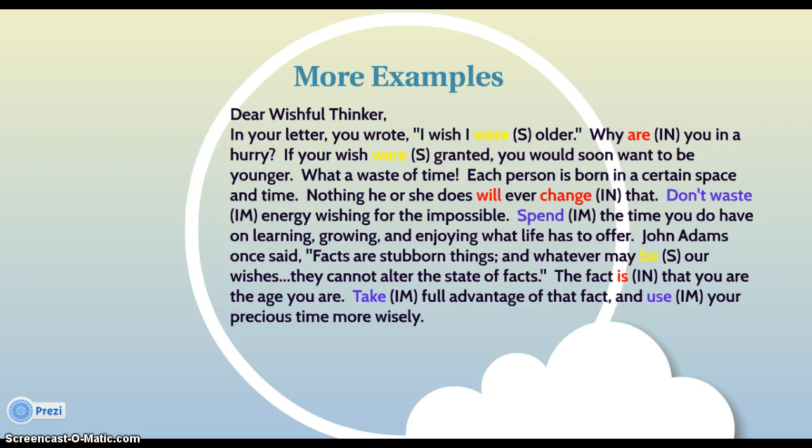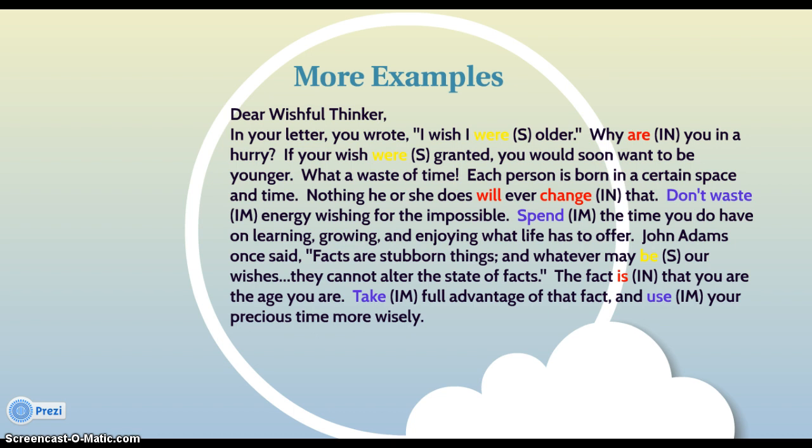Now let's look at the red ones. Those are indicative. Indicative verb moods make statements or ask questions. And if you look at the examples, that's exactly what they do. Why are you in a hurry? That's a question. Nothing he or she does will ever change that. That's a statement. The fact is that you are the age you are. That's another statement. All of those are indicative mood.